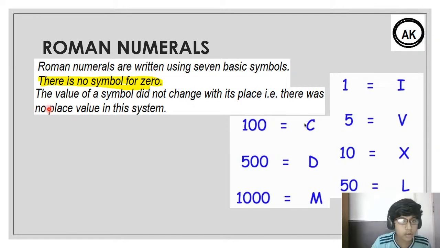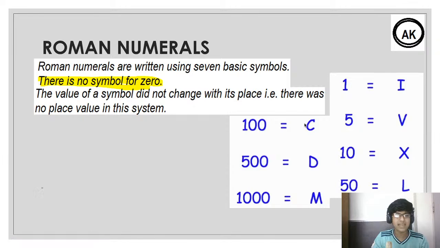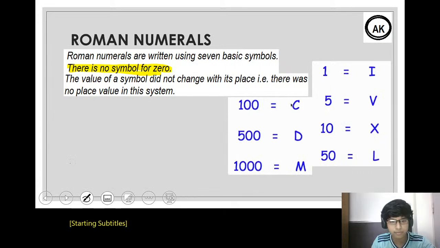The value of a symbol does not change with its place. There is no place value system. So what is a place value system? You must be confused. Wait, I'm just shifting my screen. Wait a second. My voice is coming blurred.